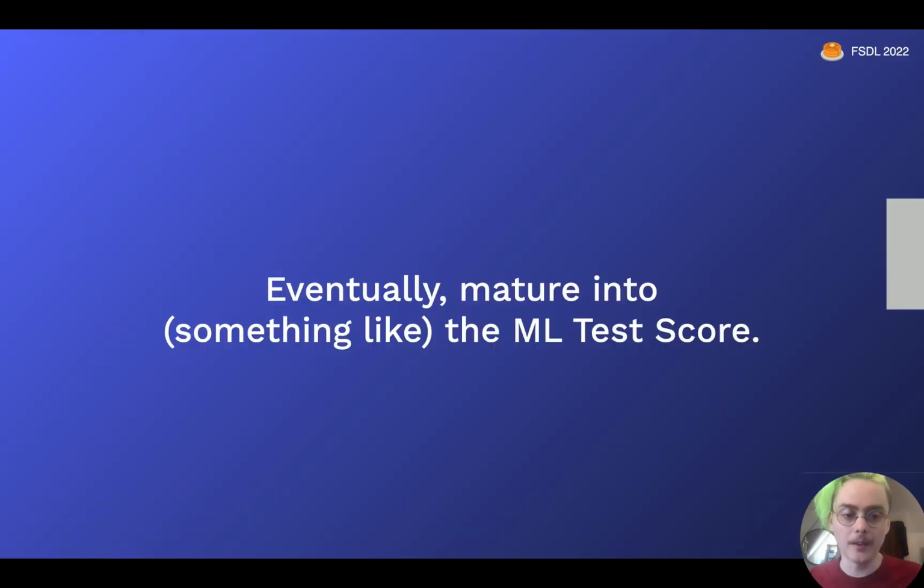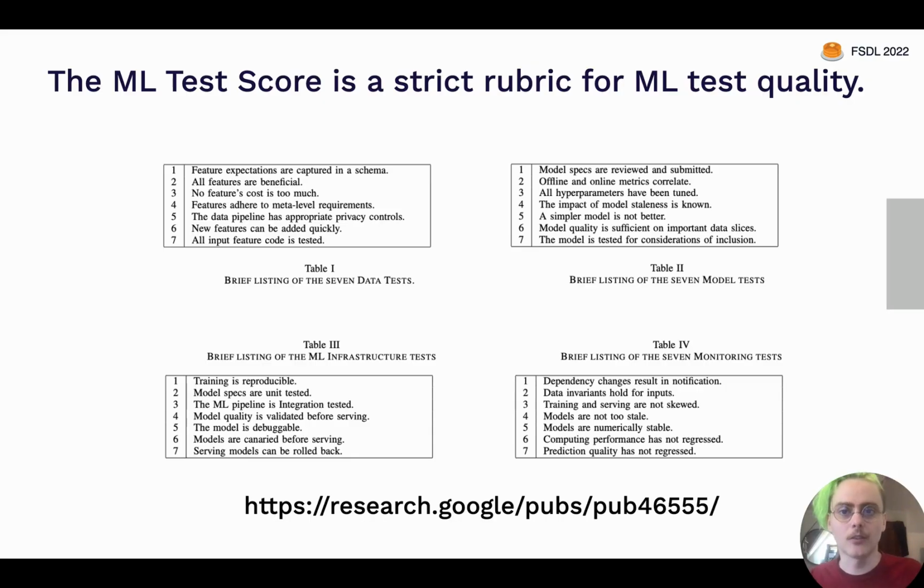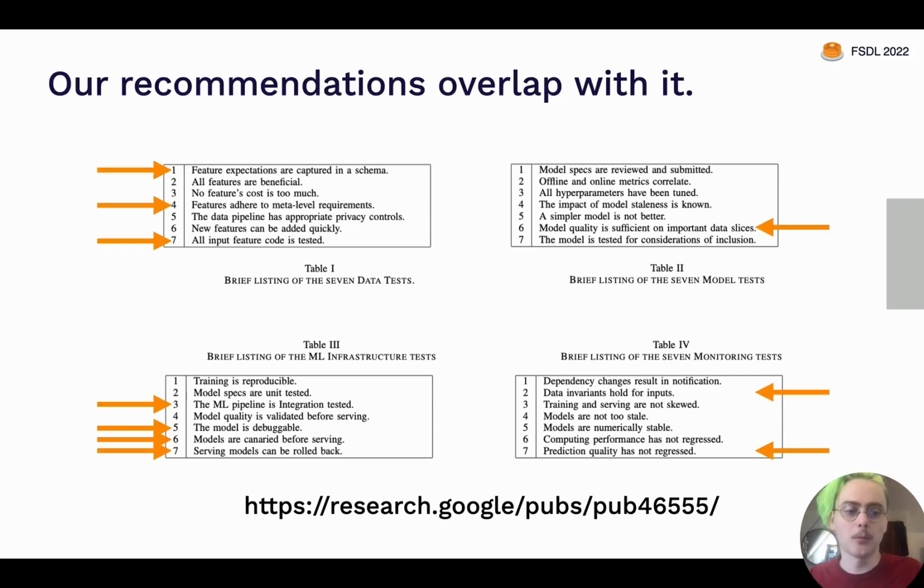But what about as your code base and your team matures? One really nice rubric for organizing the testing of a really mature ML code base is the ML test score. So the ML test score came out of Google research, and it's this really strict rubric for ML test quality. So it includes tests for data, models, training infrastructure, and production monitoring. And it overlaps with, but goes beyond some of the recommendations that we've given already. Maintaining and automating all of these tests is really expensive, but it can be worth it for a really high stakes or large scale machine learning system.